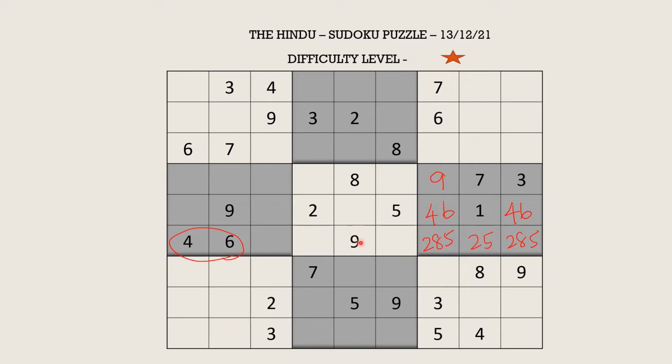Fine. Now moving on here, you have 4-6 blocking here and a 4-6 blocking here. So these two cells take 4-6.